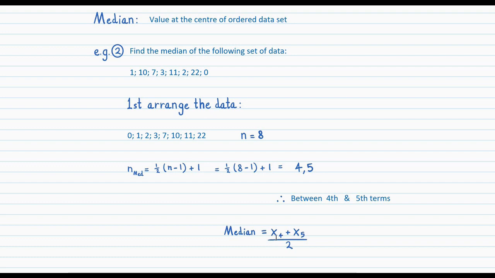So the average of x4 and x5. x4 is 3 and x5 is 7. So the average of that is 5, meaning the median is equal to 5. The next important idea we looked at, aside from measures of central tendency, was measures of dispersion.